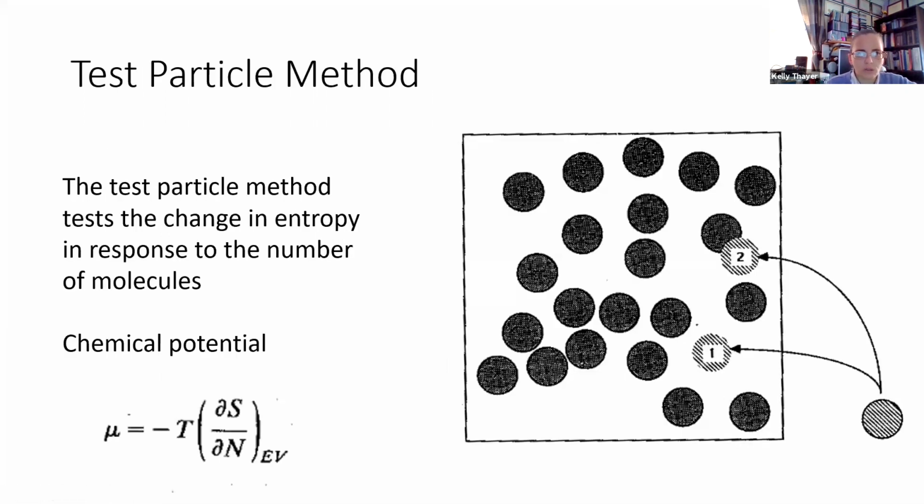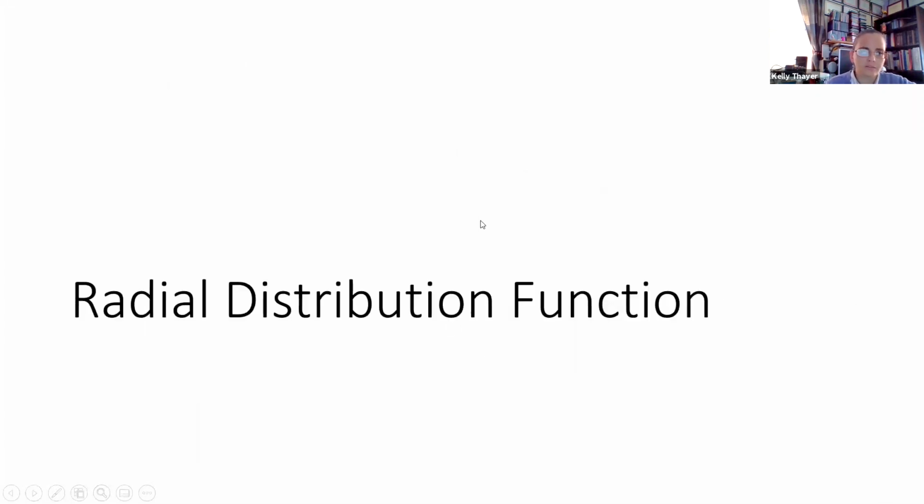We can also take a look at the test particle method. The test particle method is the idea that we could change the number N of particles in a simulation. This typically tells us about the chemical potential. So the chemical potential is defined by the change in entropy per number of particles at constant E and V. And so what we're asking is, if we place this particle, how will the system be affected by that?